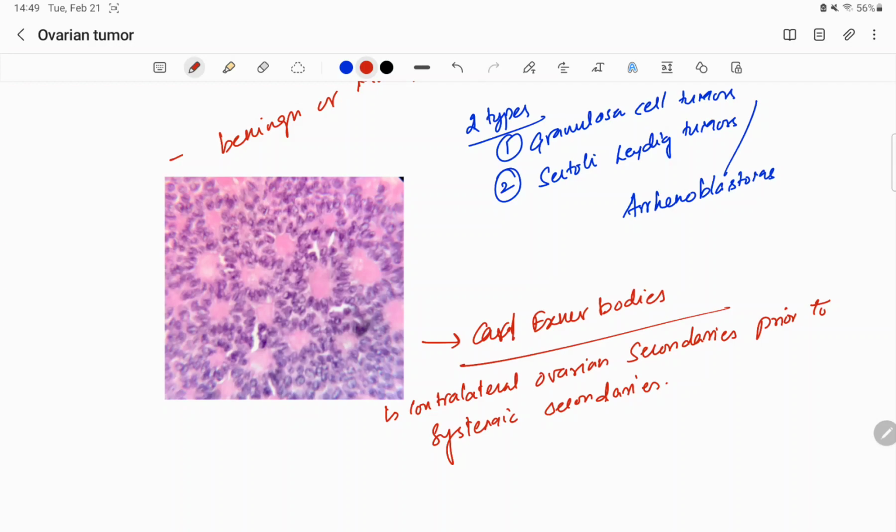And in Sertoli-Leydig tumors, the patient presents with hirsutism, male pattern baldness, and excessive hair growth, which is reversible. And the patient also exhibits the symptoms of hyperandrogenism, such as hoarseness, breast atrophy, and the patient also has clitoromegaly. Right. So these are the subtypes.